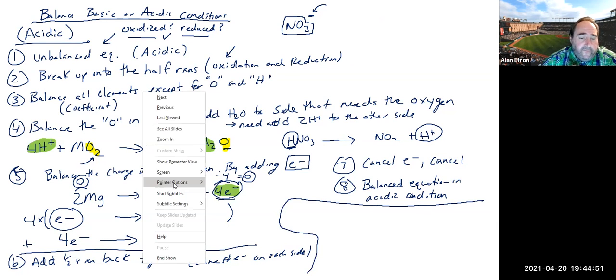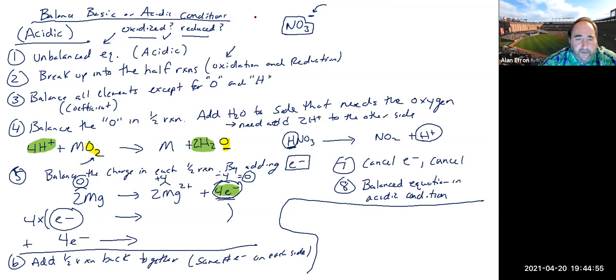Now, what do we do for basic conditions? Well, again, like I said, there's a couple of different ways you could approach it, but this way, as may not seem the easiest, is the easiest approach here. So even if it was basic conditions, you basically would follow the exact same procedure we just talked about. Get yourself all the way down to here, number 8, where you have balanced the reaction in acidic conditions. When you do that, you will notice one thing occur.